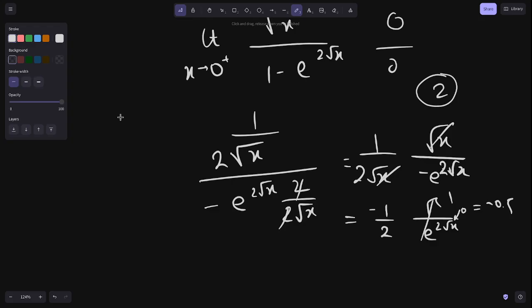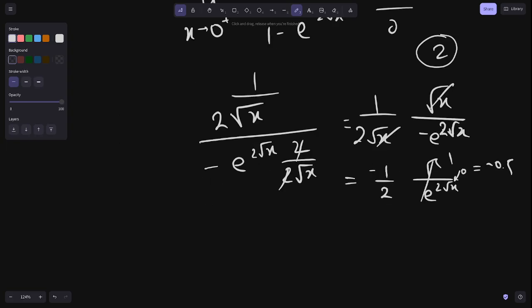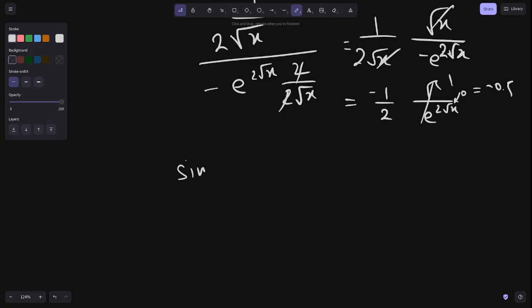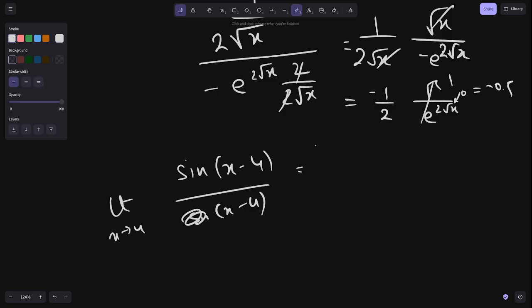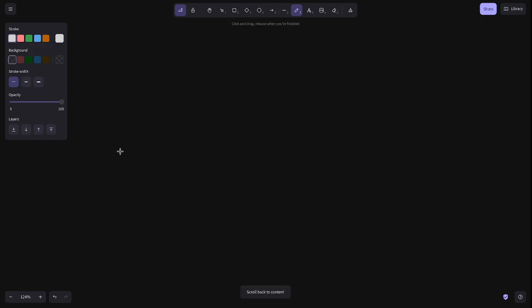Let me check one last question. If I get some good question, I'll tell it. If I don't get one, we will end this here, I guess. Okay, this question is actually a 2 marks question in GATE. Sine of x minus 4, by x minus 4, limit x tends to 4. So this is 0 by 0 again, but we had learned sin x by x is 1, so this is just 1. Let me check the answer. Yeah, this is very trivial, right? This is very obvious.